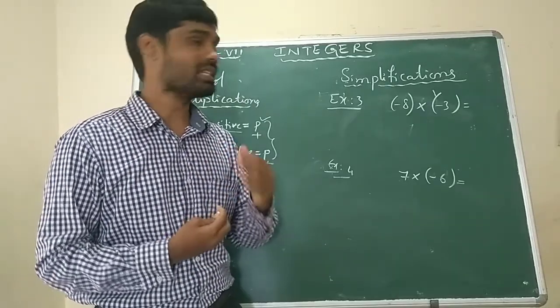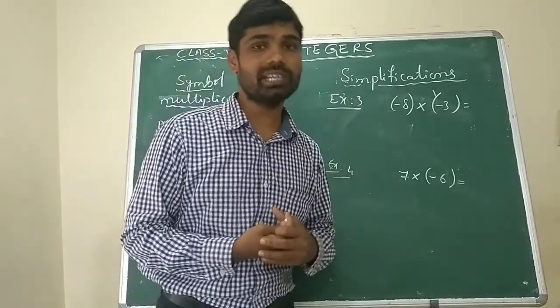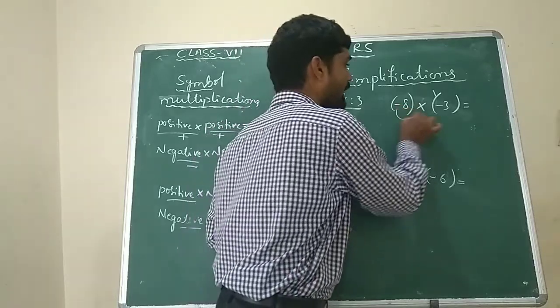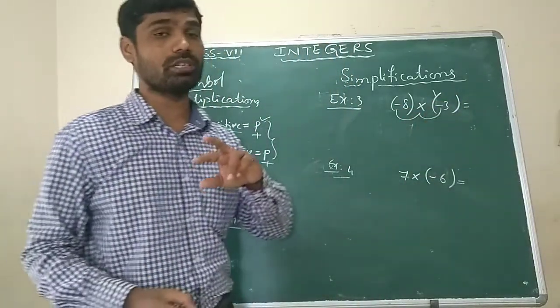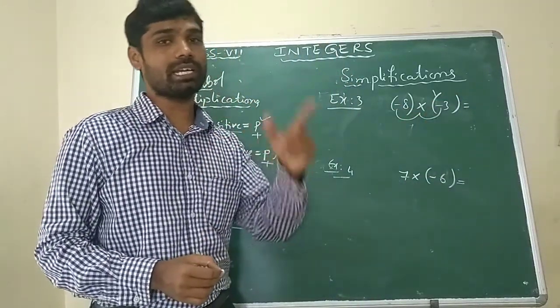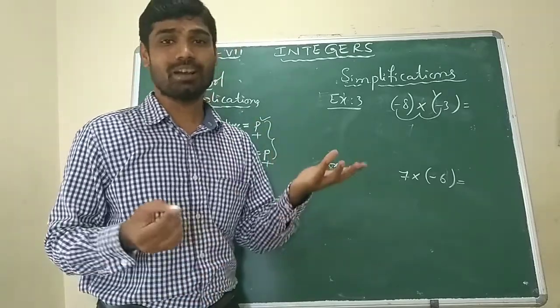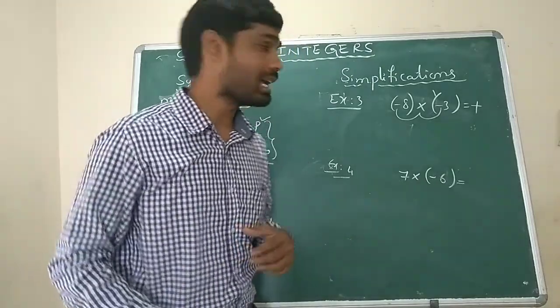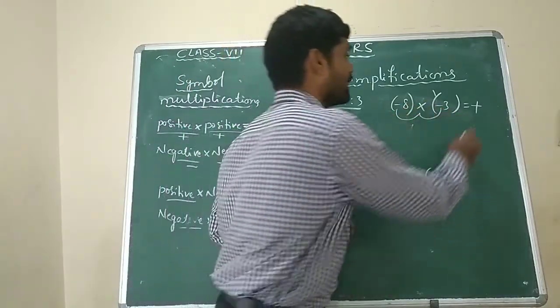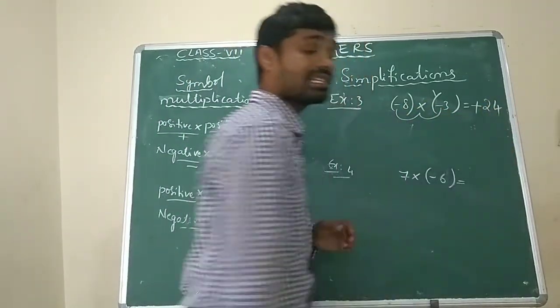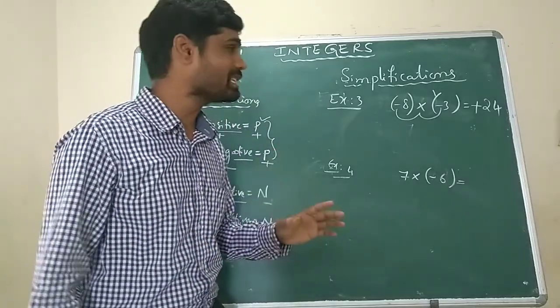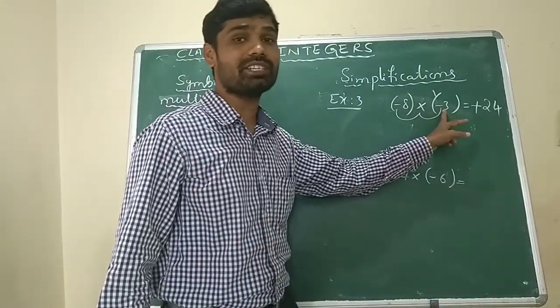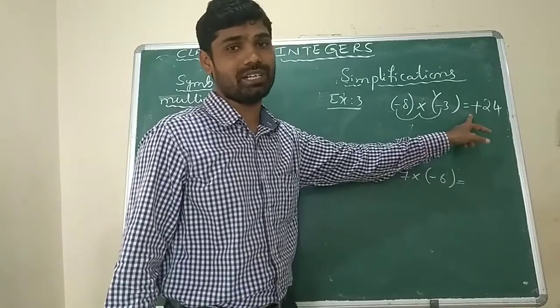Now we'll see multiplication of integers. Here minus into minus means both are negative. When two negatives are multiplied, the result is positive. So plus, minus into minus is plus, and 8 threes are 24. So the answer is plus 24. Please observe that both are negative integers and the result is a positive integer.